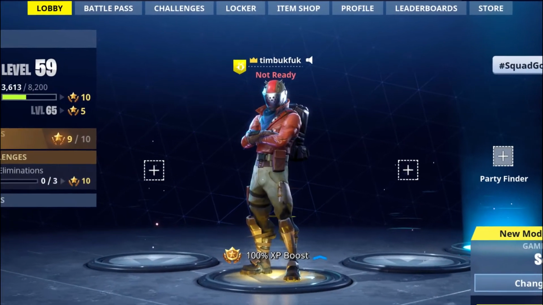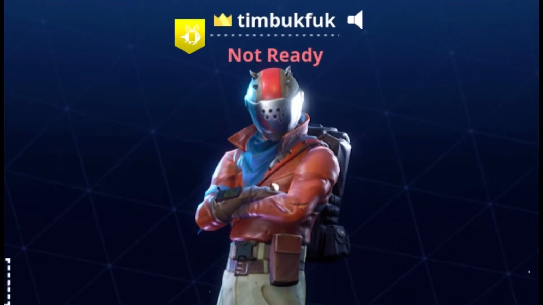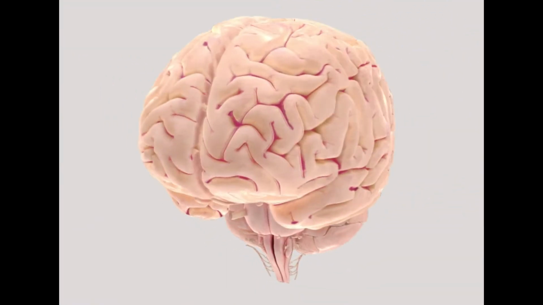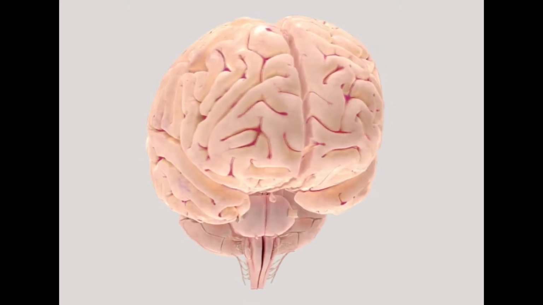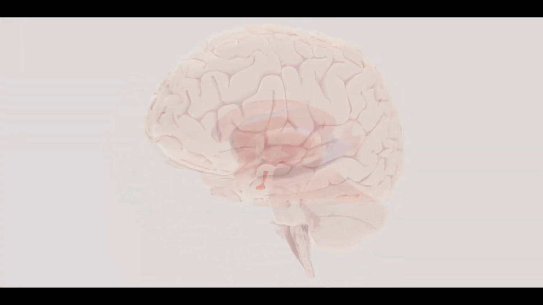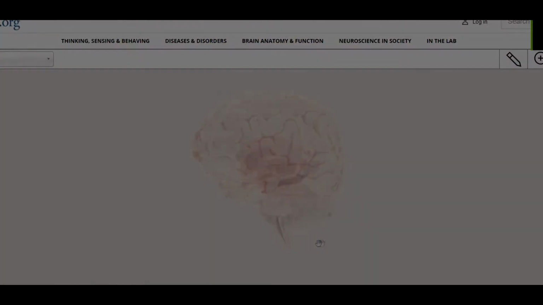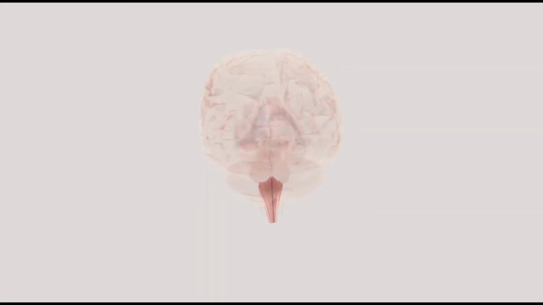Now let's take a look even further into Brian. The first structure we'll see when entering is the pituitary gland, which is the master gland of the endocrine system. Next we'll find the medulla. The medulla controls Brian's breathing and heartbeat. After this we'll find the pons.